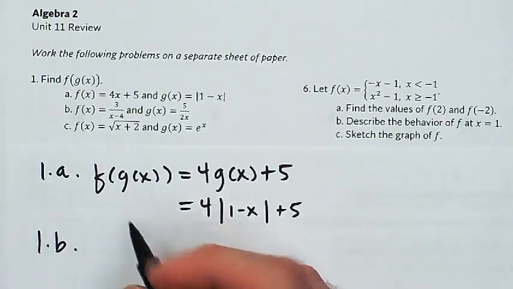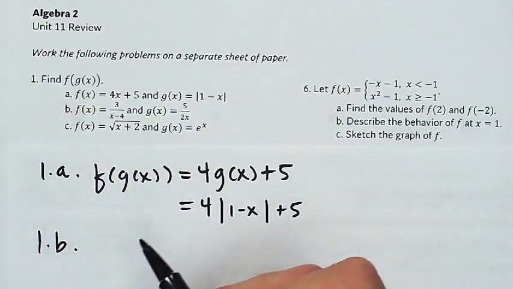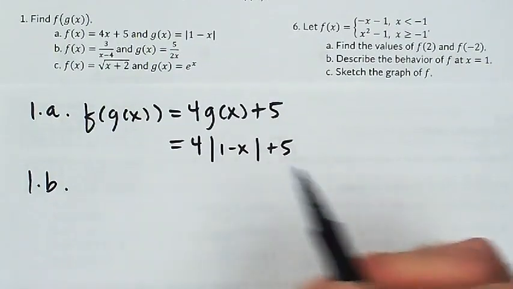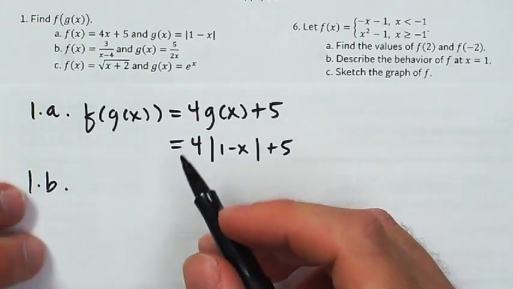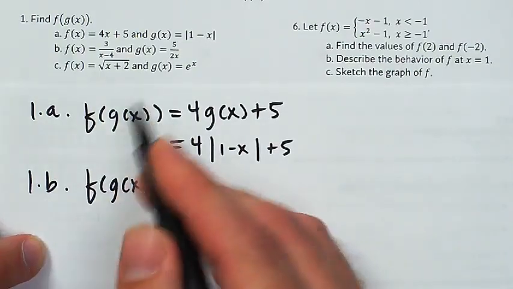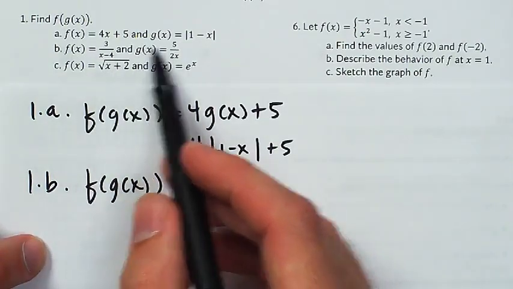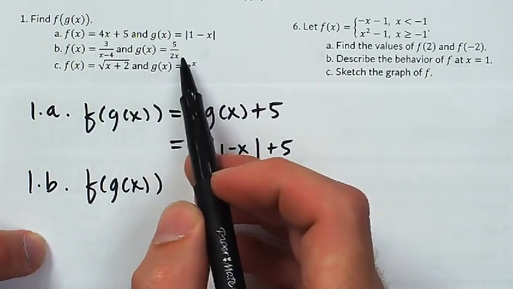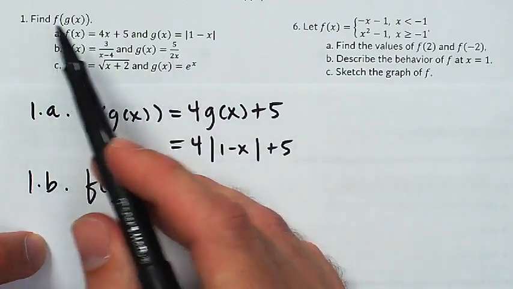1b, f of g of x. This is like a multiple choice question that I was a little bit concerned y'all would not know how to get to the right answer choice. So f of g of x, wherever I see x in the formula for f, I'm replacing it with g of x. Had it been g of f of x, I'd have gone over here, and wherever I see the x in the formula for g, I'd replace it with f of x. But we're asking for f of g of x.